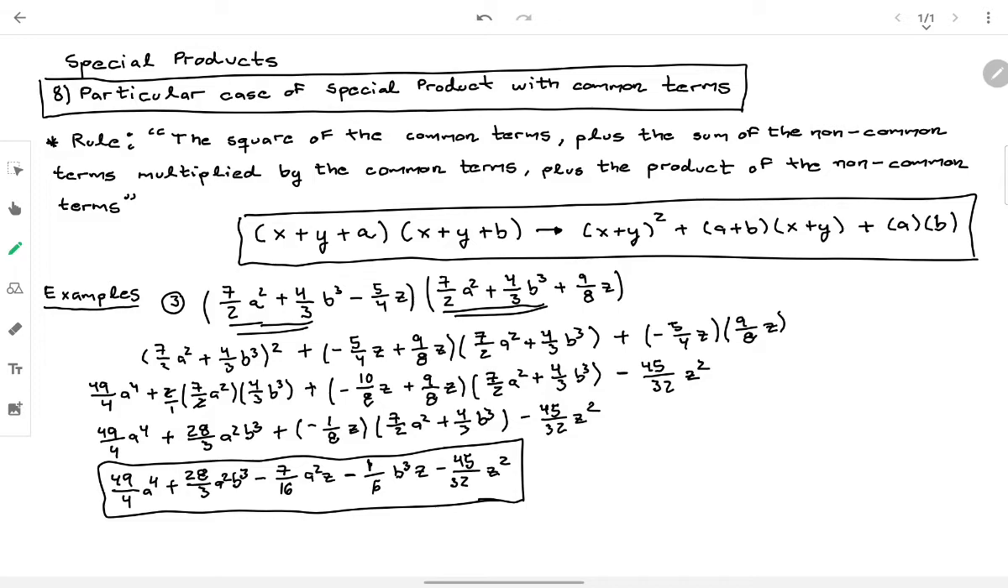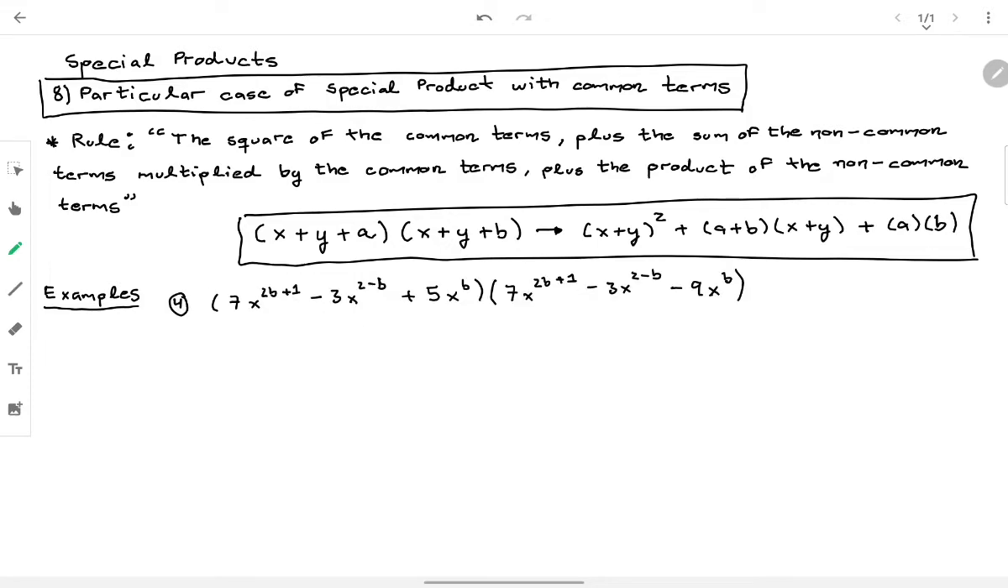So as we saw, with fractions, it can be a little long process, or a very long process, but it's the same, applying the rule of the particular case of special products with common terms. So let's see one last example. In the last example, we are going to have letters as exponents, but don't worry, it's the same.